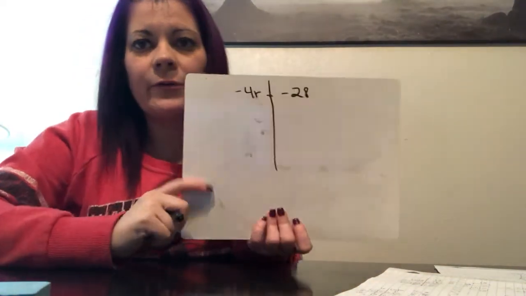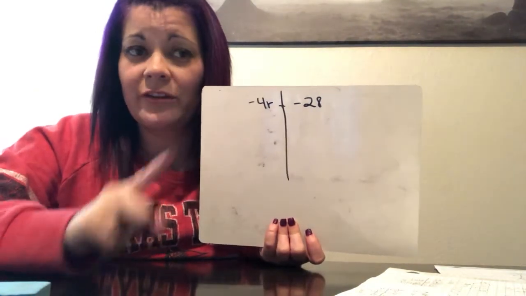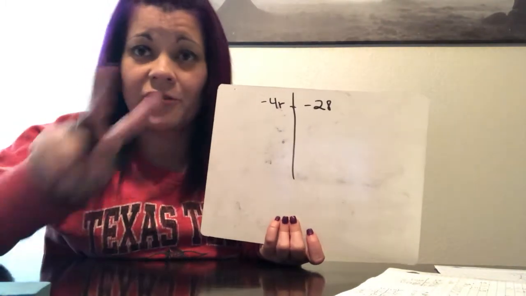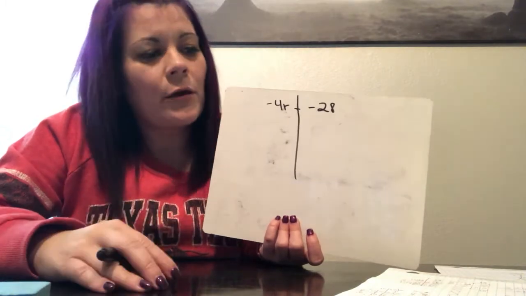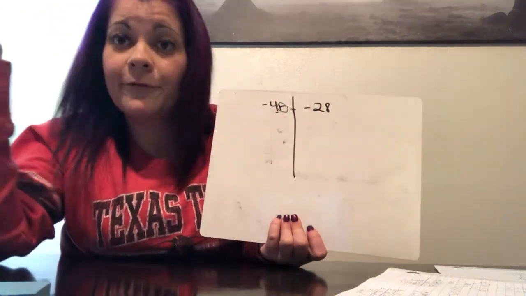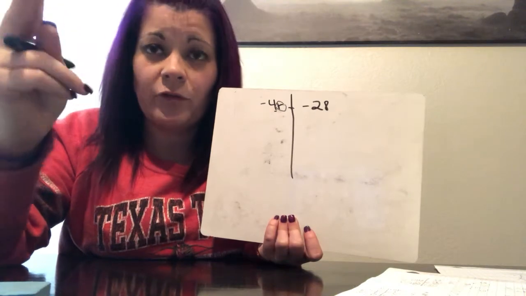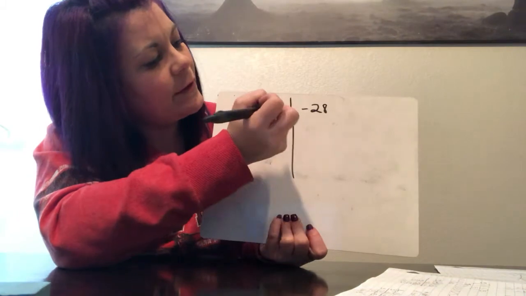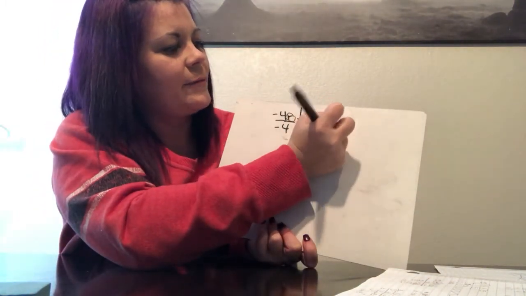Negative 4r equals negative 28. If you notice, there's no addition or subtraction, so we know we're not going to use addition or subtraction to solve here. If we're not using addition or subtraction, there's only 2 more operations, so we can only use multiplication and division. I want to isolate this r, so I want to get rid of this negative 4. What's the operation between the variable and the number? It's multiplication, so we do the opposite of that, which is division. So we are going to divide both sides by negative 4.